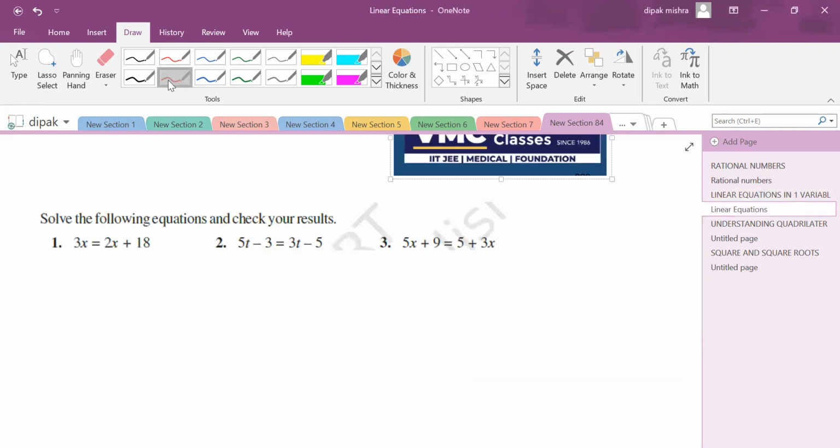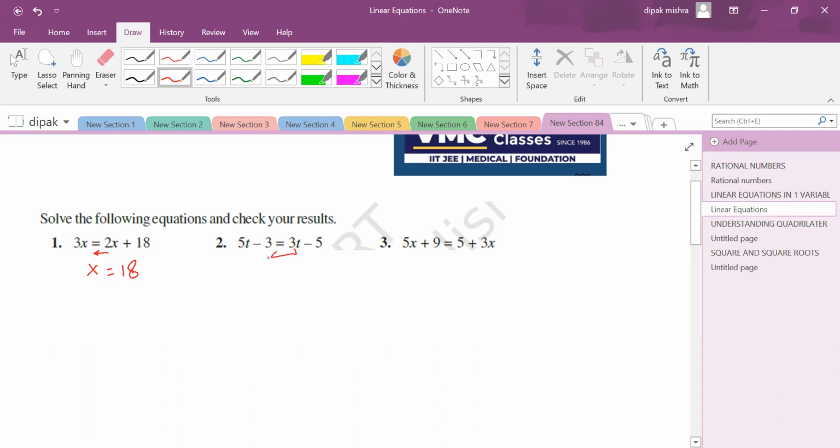Now the first question is 3x is equal to 2. I'll do some selected ones here, right? And from those, some good questions I'll do. Like this question is very easy. Shift this x to the left hand side, it becomes x is equal to 18, right?